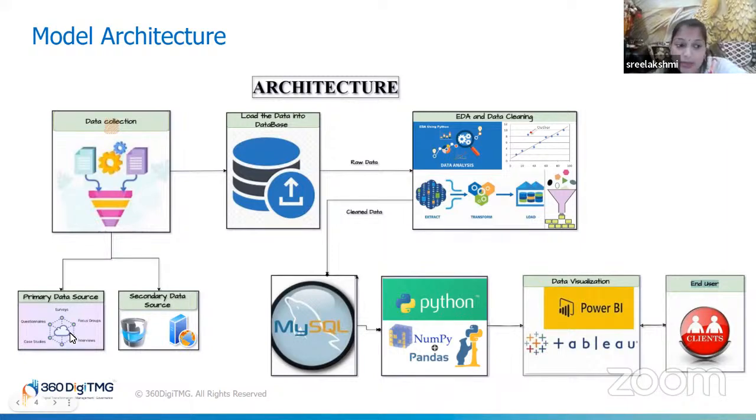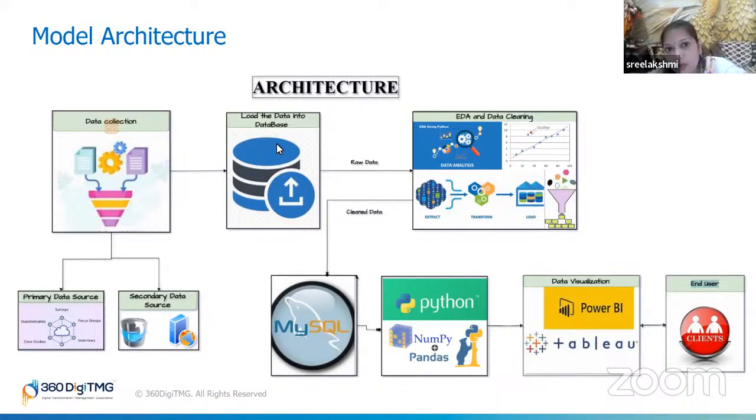So we conducted some surveys, went through several case studies and also some interviews, and we collected the data from the trading websites. That is how we collected the primary data source. The secondary data source was provided by the client. This is how we collected the data. Initially we faced some constraints, but we were successfully able to collect the data.